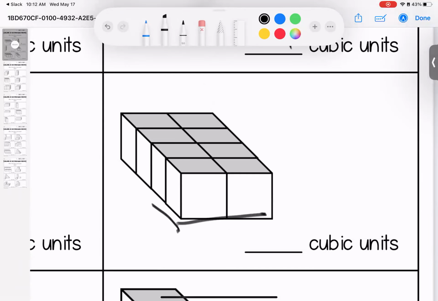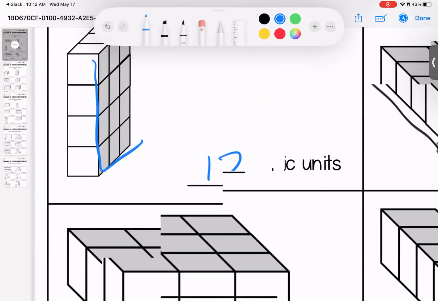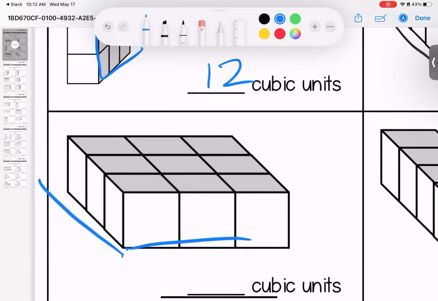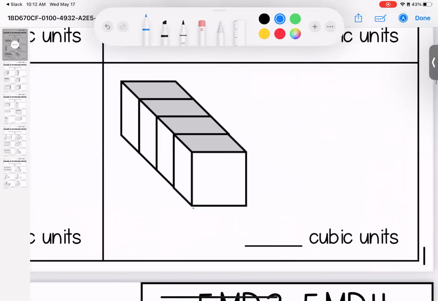This is 2 across and 4 back. 2 times 4 is 8. This one is 3 across and 4 up and down, which 4 times 3 is 12. Here is 3 across and 3 back. 3 times 3 is 9. And this one is 1 across and 4 back. 1 times 4 is 4.